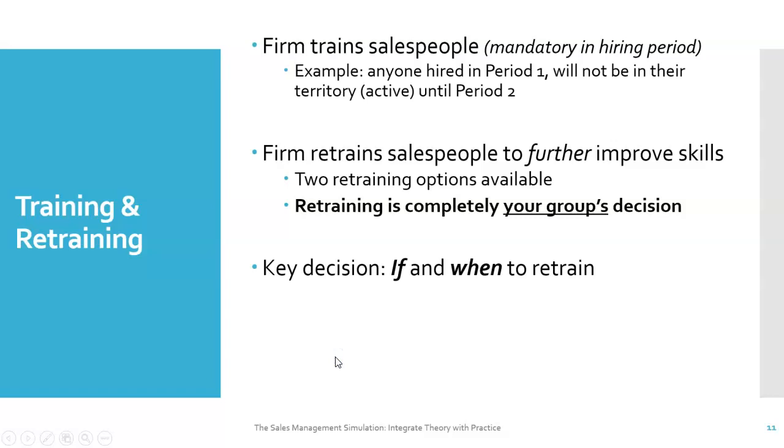I'm so sorry. But the key decision is, and this is important to discuss within your group, if and when you want to retrain, is it worth losing someone for one period to retrain them? So retraining would be training outside of that initial period. You can't get around that initial period. But if they're doing poorly later on, you can retrain them, but you take them out of the field for one quarter.